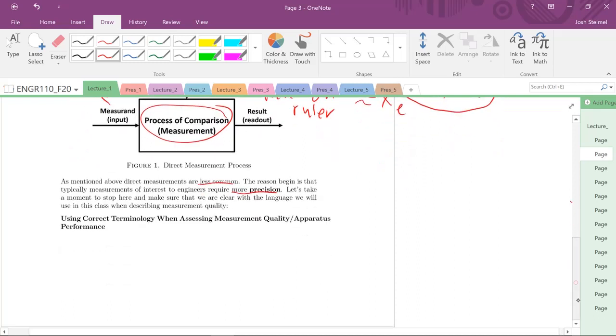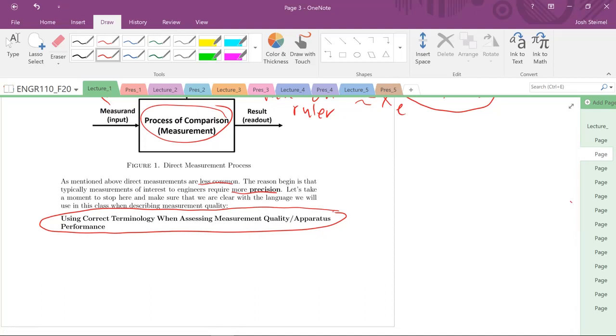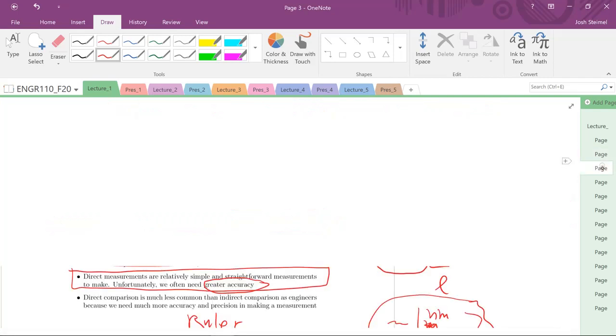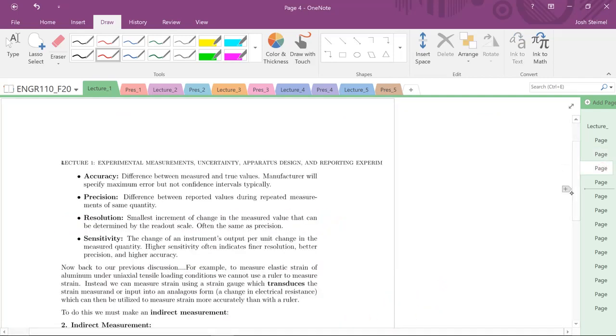I've been saying these words: precision, resolution, accuracy. Using the correct terminology is extremely important when you're talking about making measurements. So I'm going to be really strict when I read your lab reports, making sure that you're using the correct terminology when referring to these properties. So let's look at accuracy, precision, resolution, sensitivity. These all mean very distinct things. They are not the same.